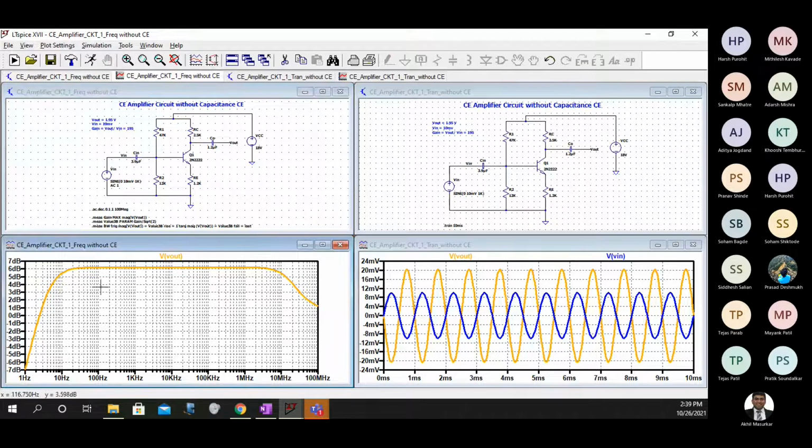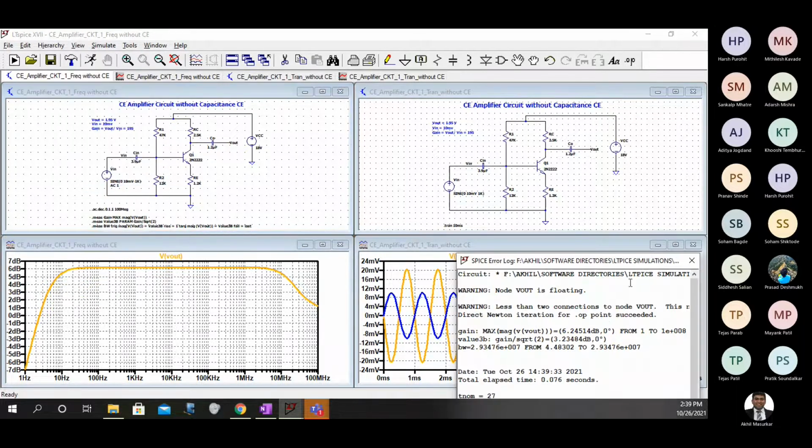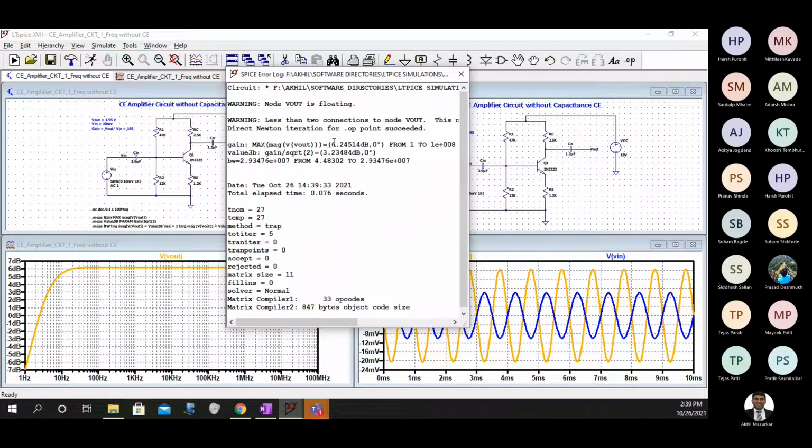And if you want to see the bandwidth, let's see that. You can click on this and go to view and see the error log, and very well you can see the gain is 6 dB. The 3 dB gain is just 3 dBs below this, and here the bandwidth has now increased. So gain reduces but bandwidth increases.